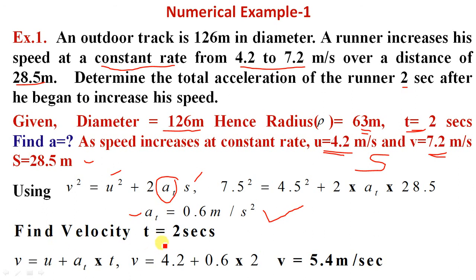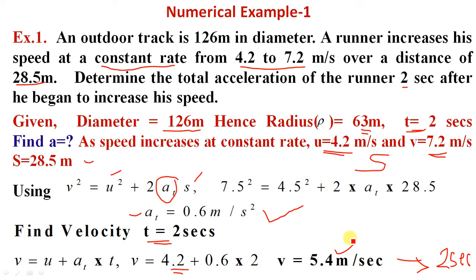So find the velocity at t is equal to 2 seconds. Substitute this value, t is equal to 2, in v is equal to u plus at. So v is equal to u, the initial velocity, which is 4.2, plus the acceleration we found, 0.6, into time t. So you will get the velocity as 5.4 meter per second after 2 seconds.